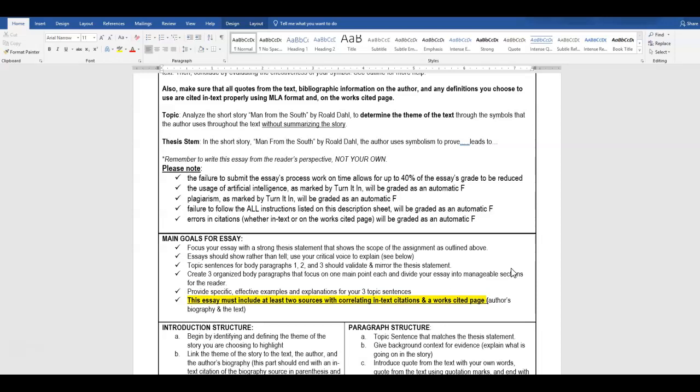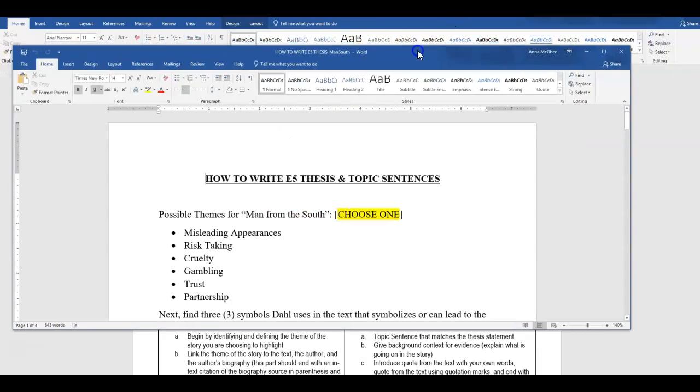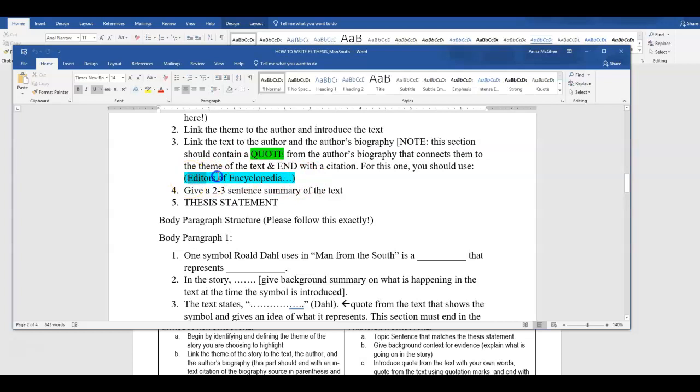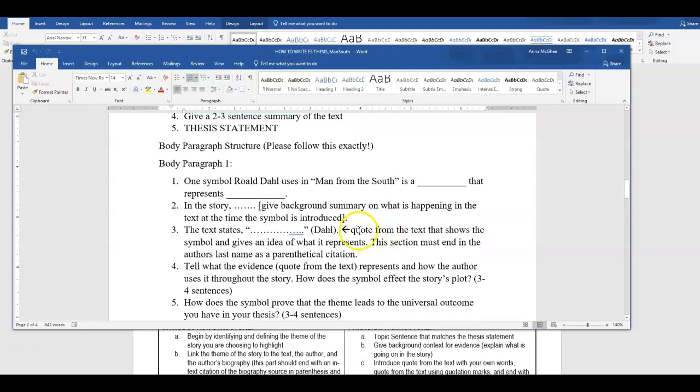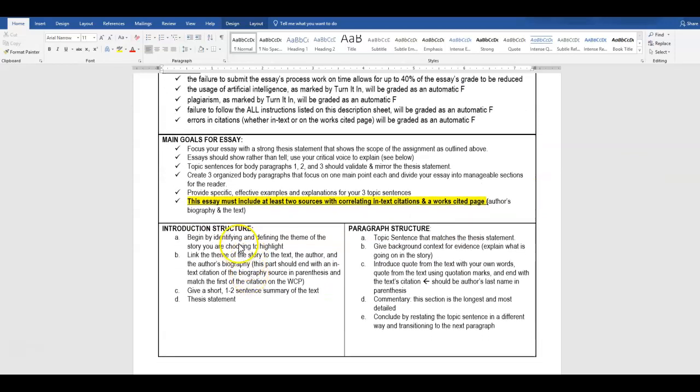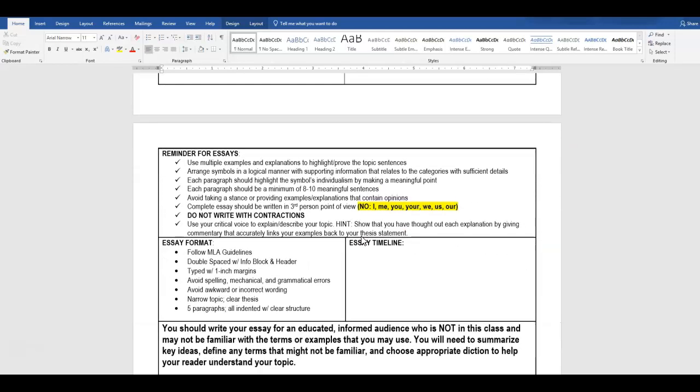You will have the author's biography in your introduction, and if you go ahead and preview the How to Write page, you should see that the editors of Encyclopedia should be in your introduction, and then Dahl will be in your 3 body paragraphs. Your introduction paragraph structure will stay the same, and again, all of that is outlined on the How to Write Essay 5 sheet. You should use multiple examples and explanations to highlight and prove the topic sentences.